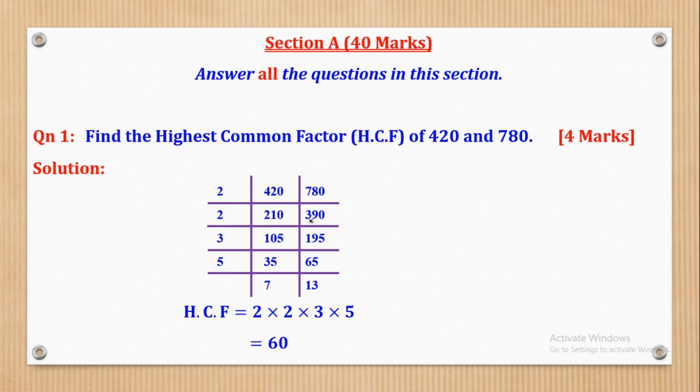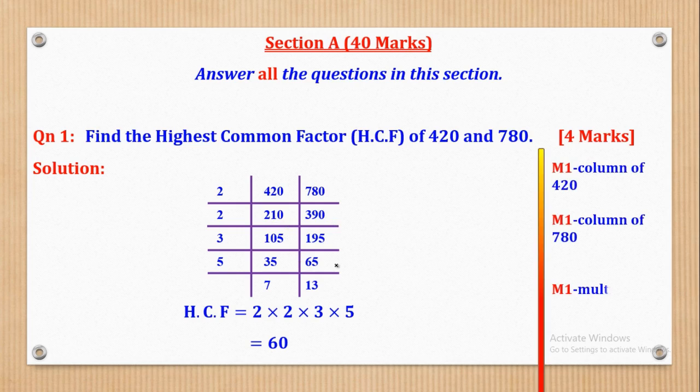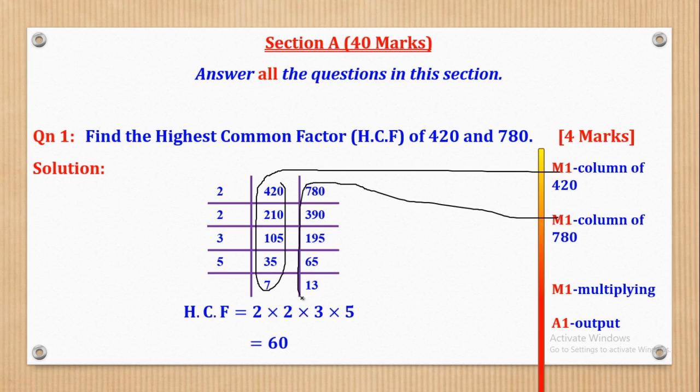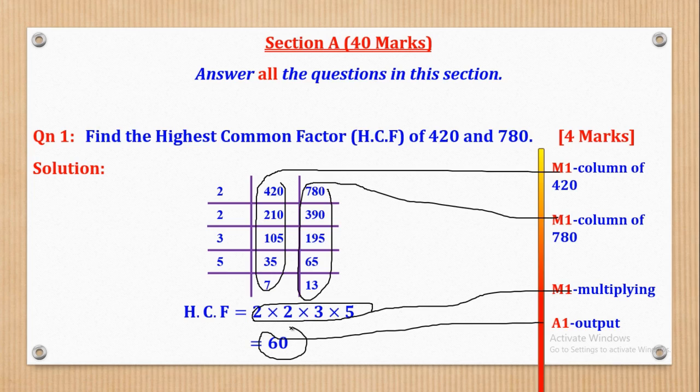Now let's see how much can be awarded. M1 for the whole of this column of 420, another M1 for this column of 780, M1 for multiplying this, and A1 for the output.